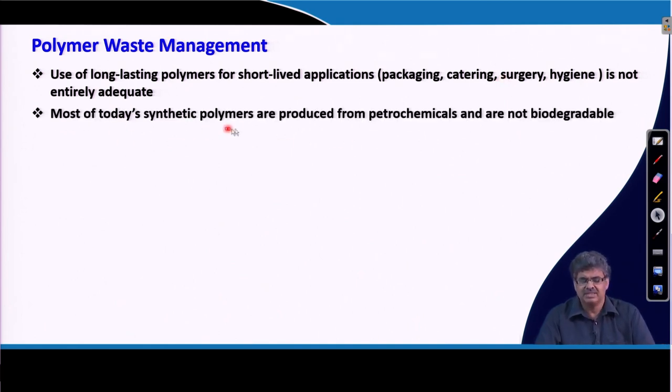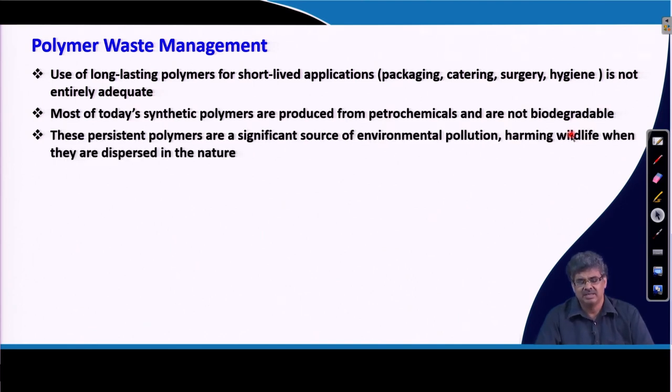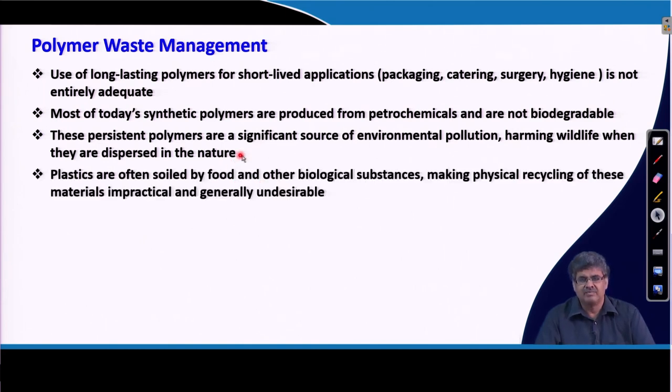And most of today's synthetic polymers are produced from petrochemicals and are not biodegradable. So these persistent polymers are a significant source of environmental pollution, and they harm wildlife when they are disposed of in nature. Like in sea water, we always see bad pictures of plastic bags and plastic bottles lying on the sea beach and floating on the sea water, which is harmful for wildlife and aquatic life as well.